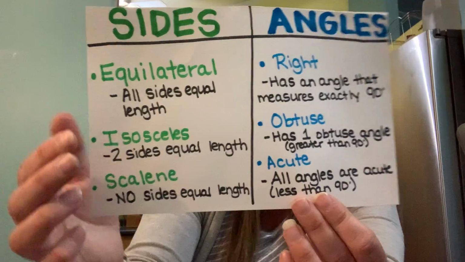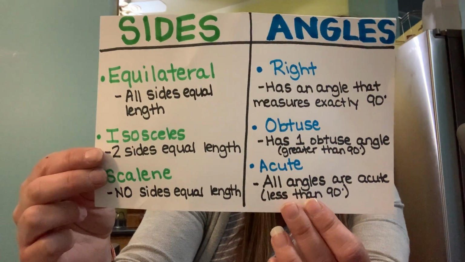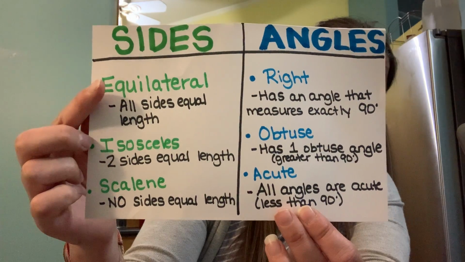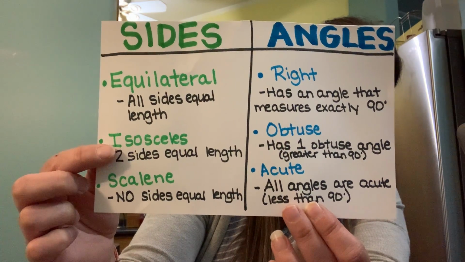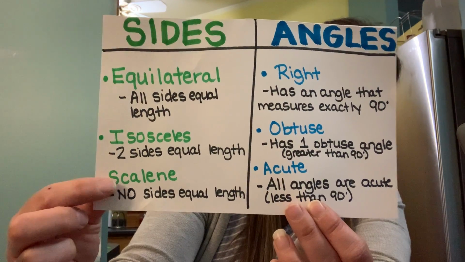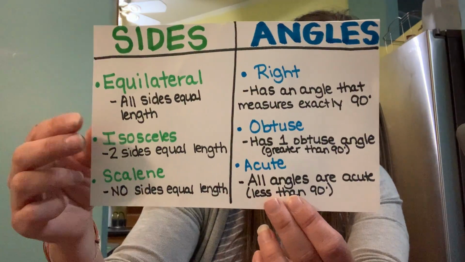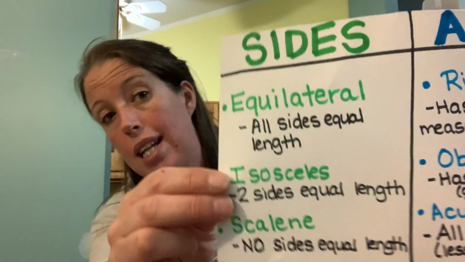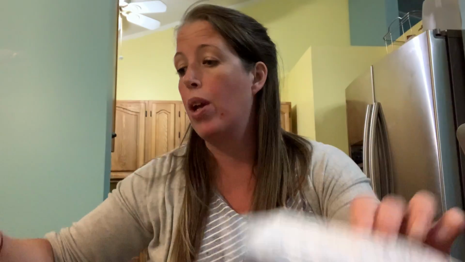So you have three different names you could give a triangle based on its sides, one of them being an equilateral triangle. This one is an isosceles triangle. And finally, this is a scalene triangle. We're gonna look at the angles in another video, but today I just wanna focus on the sides of a triangle and those different names we can give them. So let's start with equilateral.